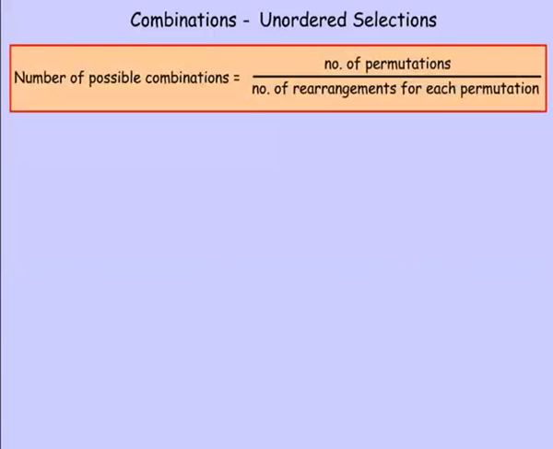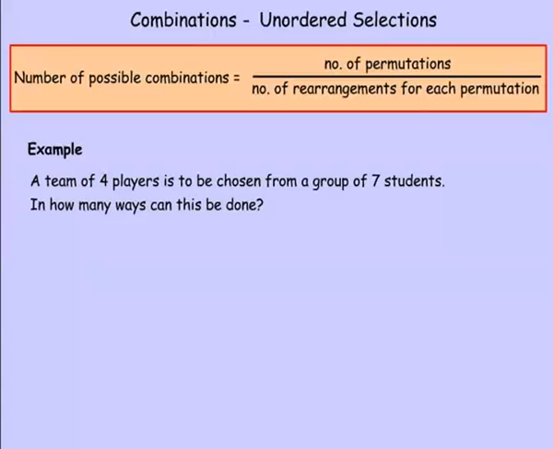Let's move that little formula up to the top there. Another example. A team of 4 players is to be chosen from a group of 7 students. In how many ways can this be done? Well, again, we're choosing 4 in this case, so we'll start off with our 4 little boxes. Now, from a group of 7 students, that first selection can be one of 7. Once we choose one, there are 6 to choose from. Once another's selected, we've got 5 to choose from. And finally, once another one's selected, we're down to 4 players to choose from.